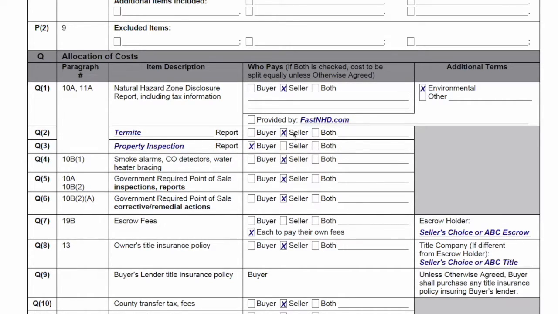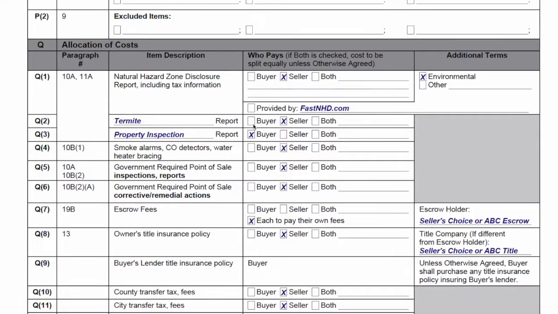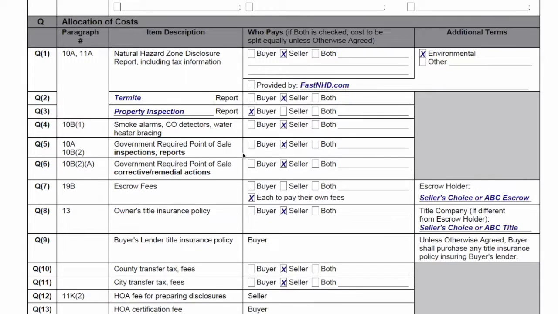I can't say, hey, well, the contract says fastnhd.com. They'd say, well, you didn't check the box. And that's a way for someone to dispute whatever provision is written in. If the box isn't checked, it doesn't stand. So learn from this mistake.